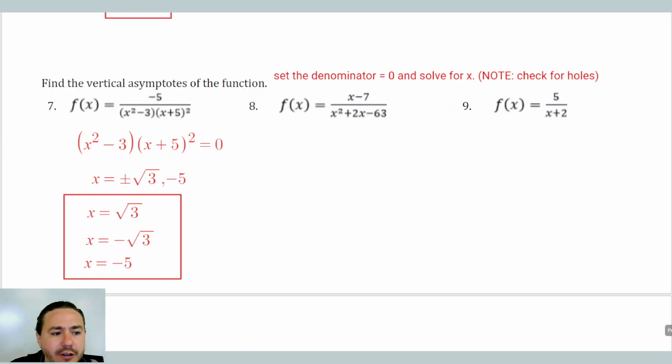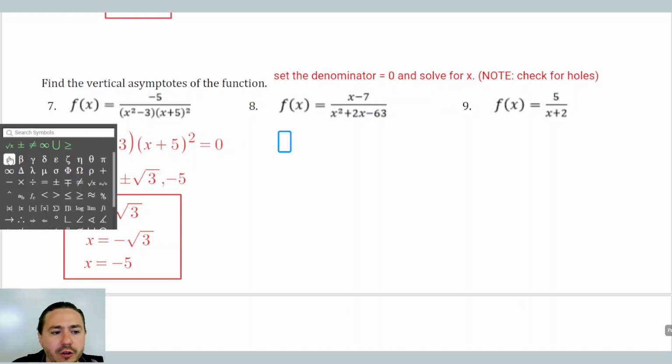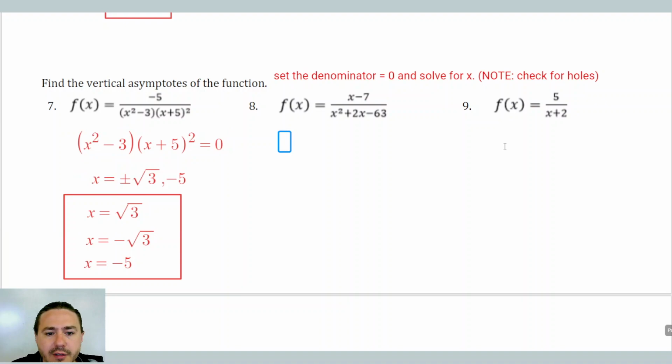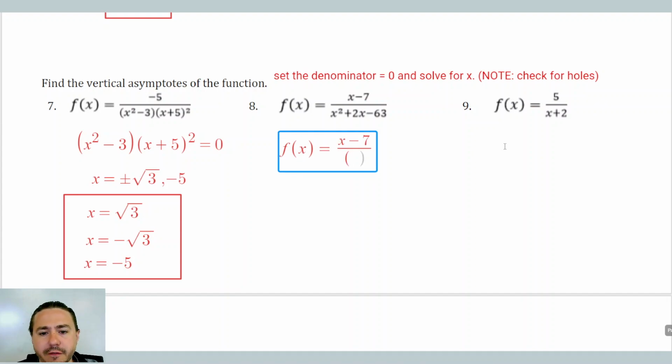Number 8 needs to be factored first, so we can check for those holes. So let's see, we got f of x equals x minus 7 over, how would this factor? So two numbers that multiply to give me negative 63 and add up to 2 would be negative 7 and 9. I kind of had a feeling that we would get a hole on one of these, and we do.